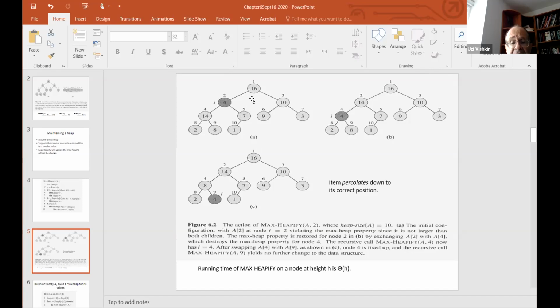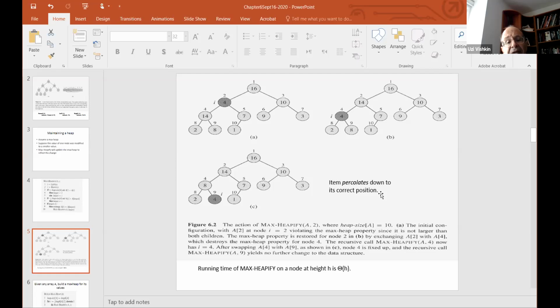So when we had the value 15, it was a perfect max heap. But now I'm considering a situation where I lower the value. Suppose that I lower it in this example from 15 to 4. And now I need to apply max heapify.